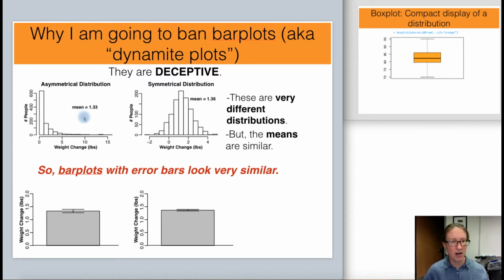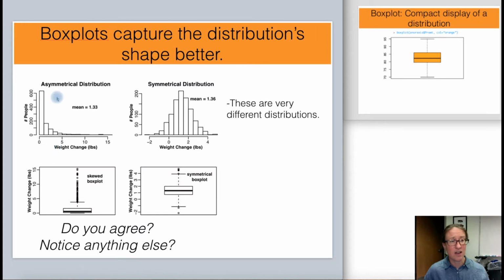So what I'm showing you here are two very different distributions, right? So a skewed distribution on the left, symmetrical, quote-unquote, normal distribution on the right. But the means for both of these are really similar to each other, 1.3, basically. So if I graphed the means and made bar plots, these two graphs, I think you'd have a hard time distinguishing them from each other. They look very similar to each other, but these distributions are really different. And so box plots are a much more effective way of capturing the shape of the distribution.